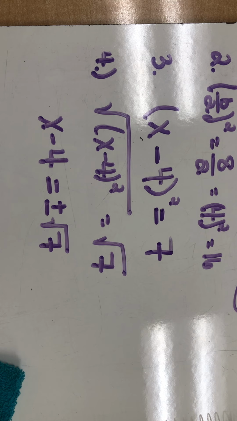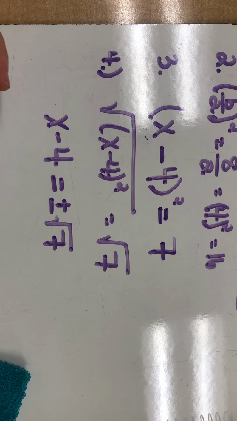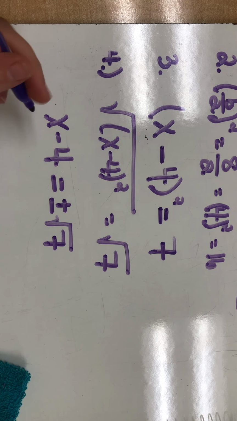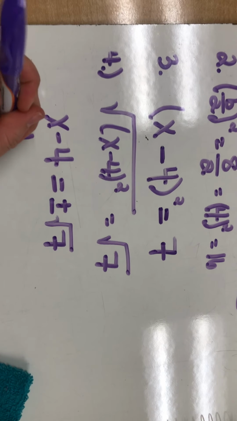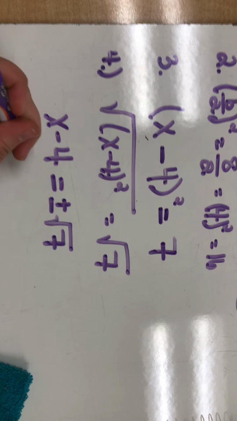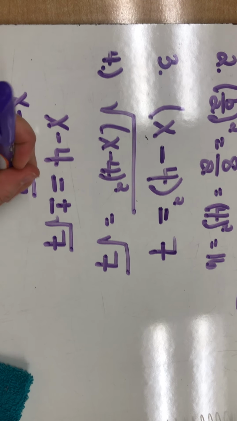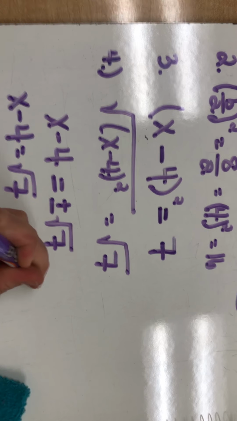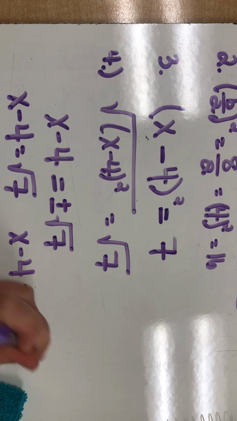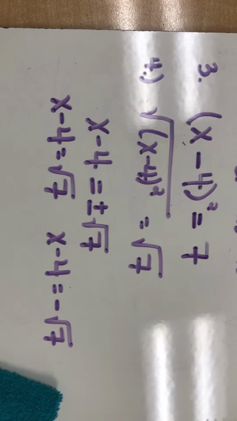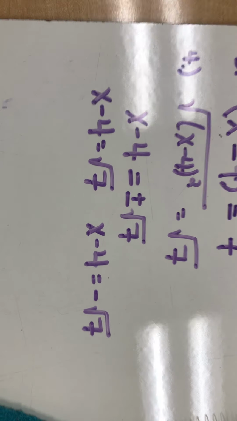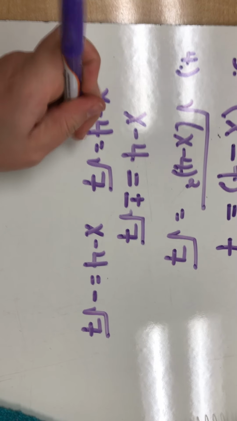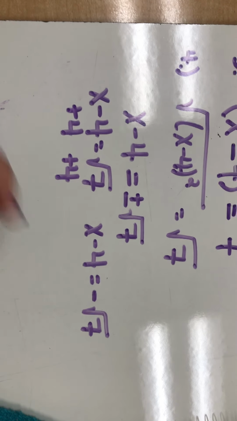You still make your 2 different equations, because a lot of times they'll ask you for decimal answers. So still make your 2 different equations. X minus 4 equals square root 7, positive. X minus 4 equals negative square root 7. It's really minus square root 7. We'll move up, move up, move up. Okay. Solve them. You're going to have to add 4 to all of them.